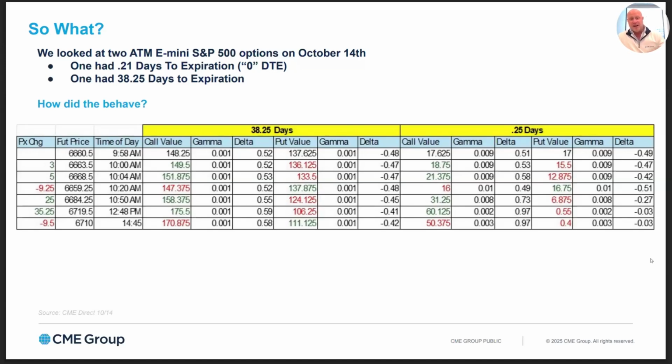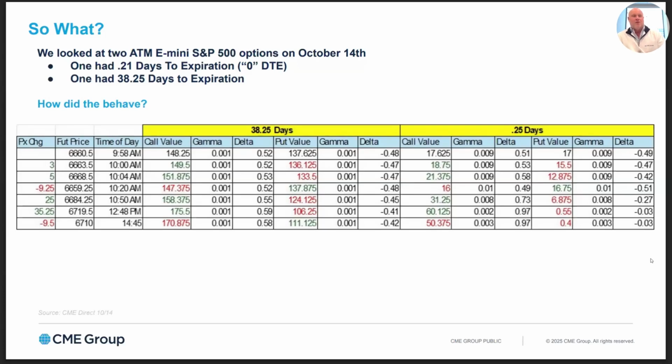And I did this manually. This was a very manual exercise, but just for the sake of example, I looked at two real life E-mini S&P options on October 14th. One was expiring that day, so it had about 5 hours left until it expired, and one was expiring in 38 days. I started looking at these options almost at 10 a.m.